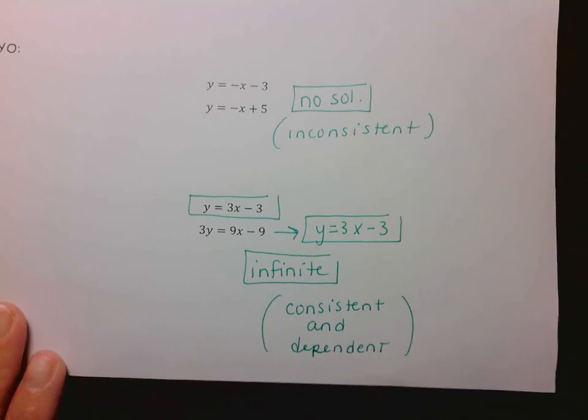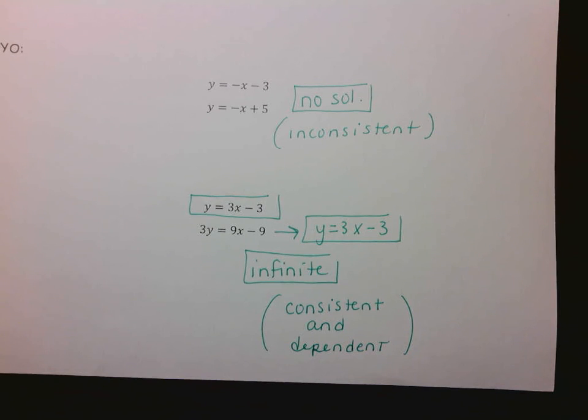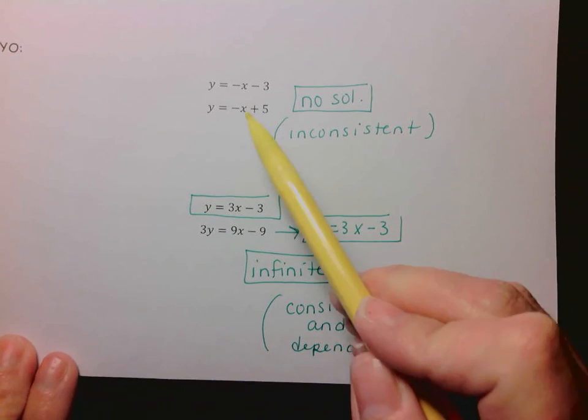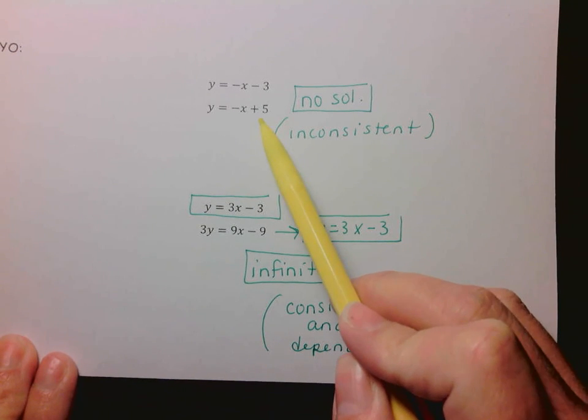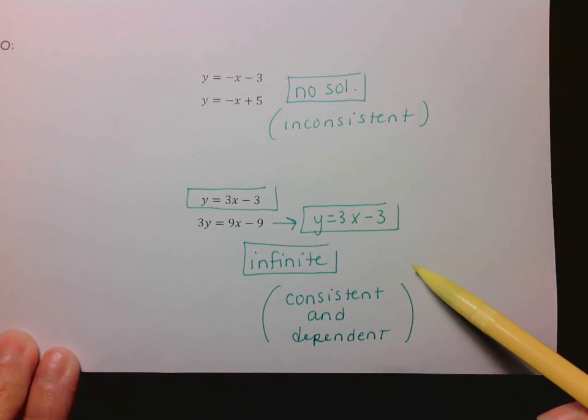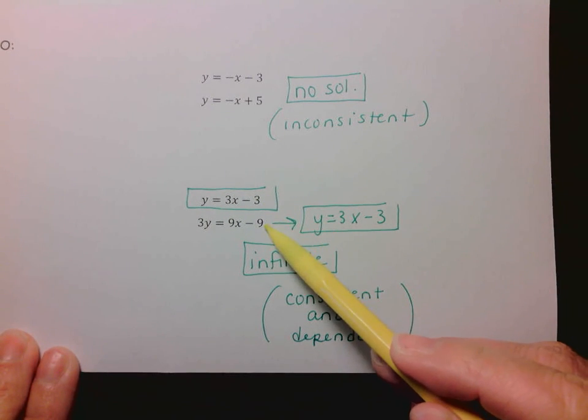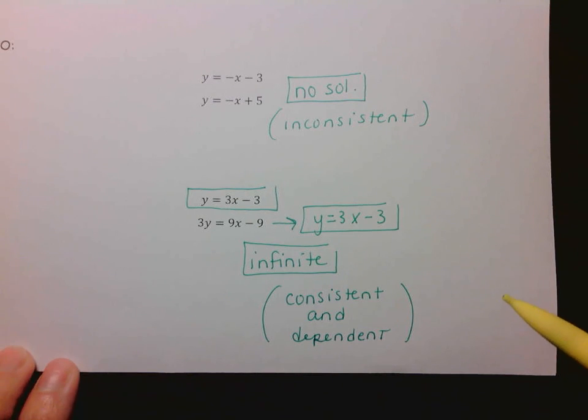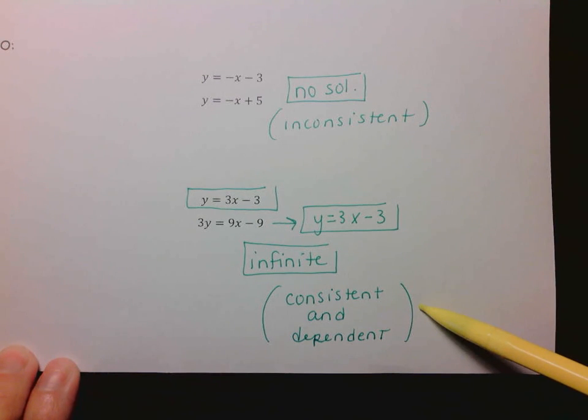Okay, so the first one, there's no solution, they're parallel lines. It is an inconsistent system. And again, how do I know that? Same slope, different y-intercept. But look at this last one. They're the same line. There's an infinite number of solutions, so we say they're consistent and dependent.